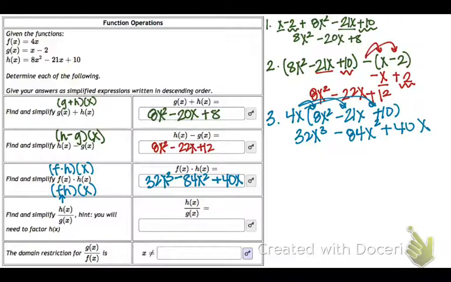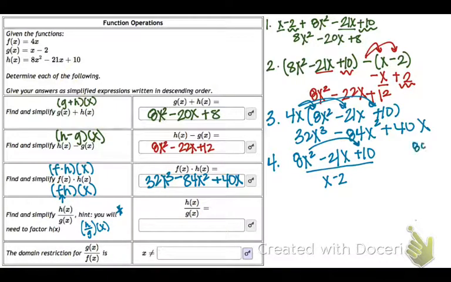Okay, this one, h of x over g of x. Again, the other way you'll see this is h over g of x. That means the same thing, and they're telling us a hint right here. You will need to factor h of x. So if we do this, h of x is 8x squared minus 21x plus 10 over g of x, which is x minus 2.